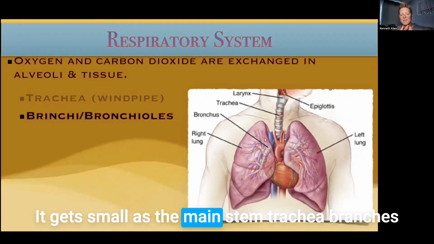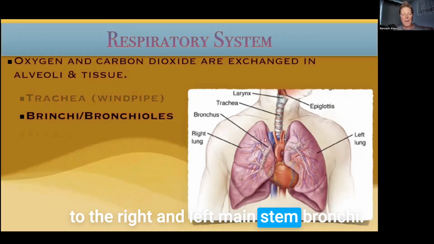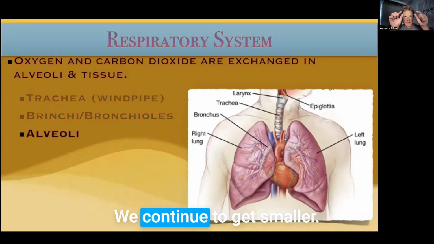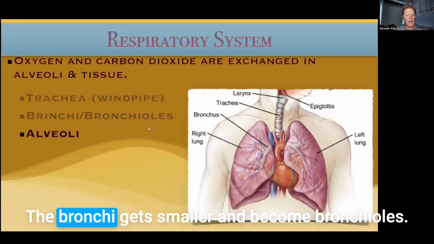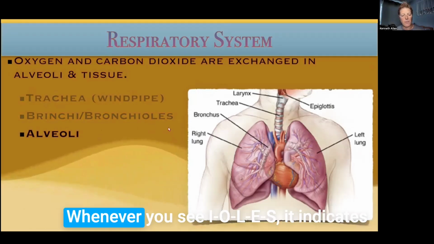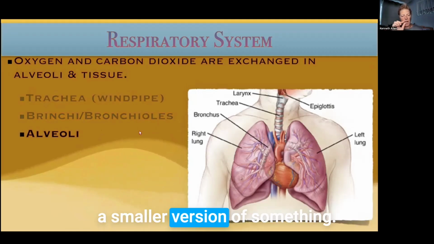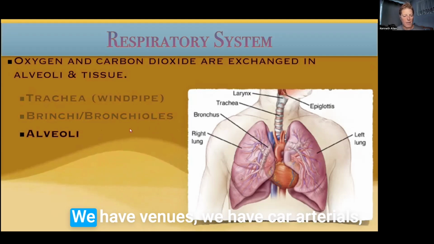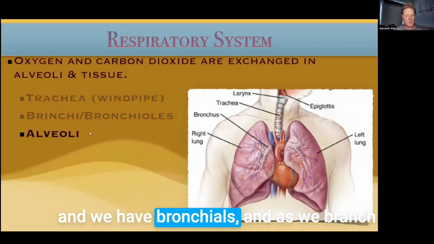As the main stem trachea branches to the right and left main stem bronchi, we continue to get smaller. The bronchi get smaller and become bronchioles. Whenever you see "-ioles," it indicates a smaller version of something. We have venules, we have arterioles, and we have bronchioles.